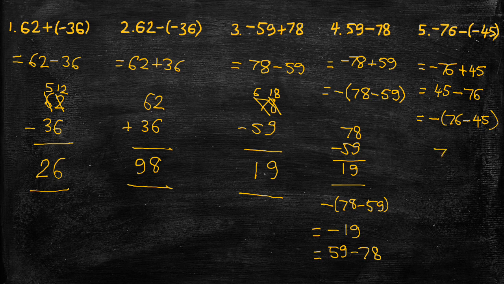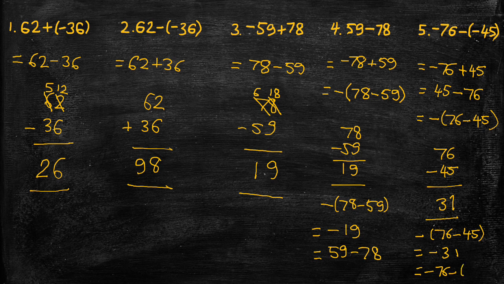So let's do 76 minus 45. I can do 6 minus 5, don't need to do any regrouping in this case, and then 7 minus 4, so we get 31. So that means that minus (76 minus 45) is minus 31, and we started off with minus 76 plus 45, so the answer to that is negative 31.